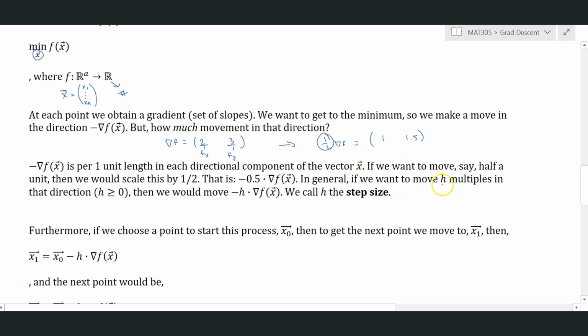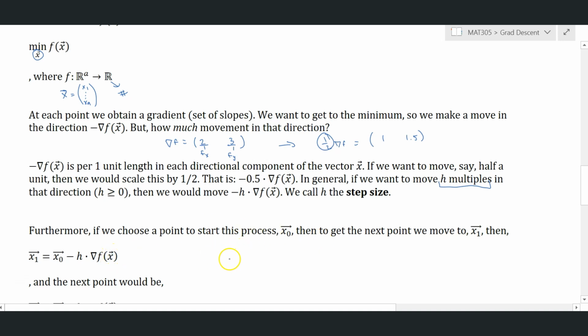In general, we want h multiples in that direction. h is typically what we use to indicate how much change there is in an input. Then we would move negative h multiples of the gradient, and we call h the step size. Furthermore, if we choose a point to start this process, x0, then to get the next point, we'll call that x1, and how do we get x1? Well, we take our current x and we move h multiples in the direction of the gradient.